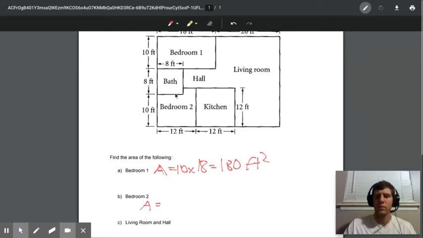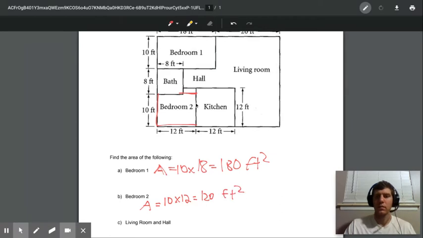Okay, the area for the second bedroom, right? We don't have a pure rectangle. We have to break this up into 2 different rectangles. So the first rectangle here is 10 by 12. So length times width, that's going to be 10 times 12, which is going to be 120 feet squared.